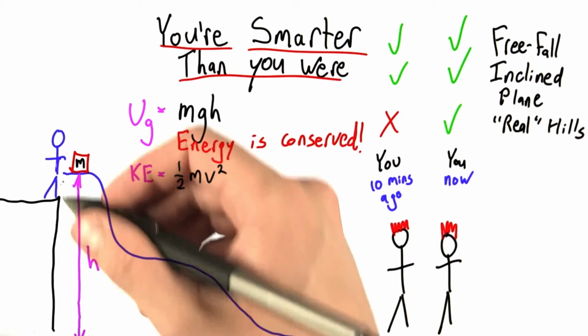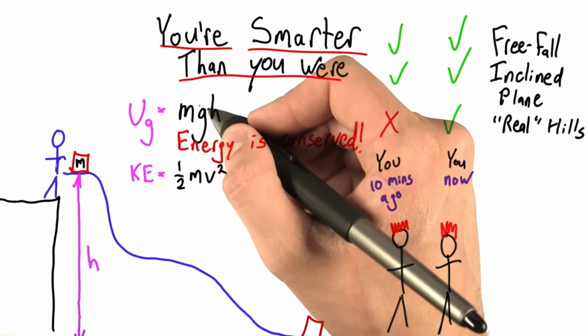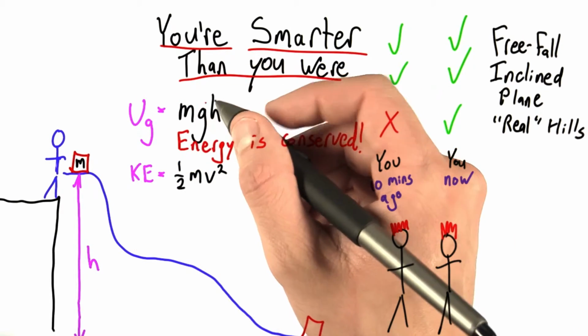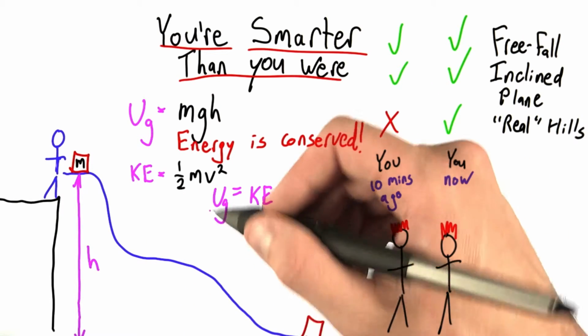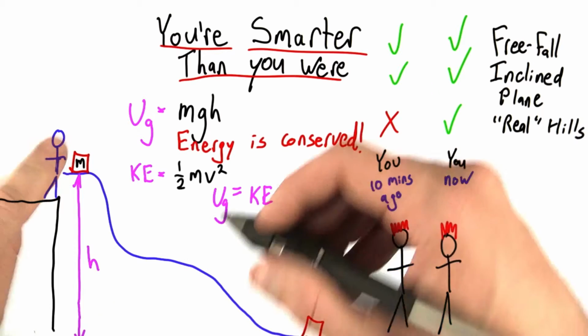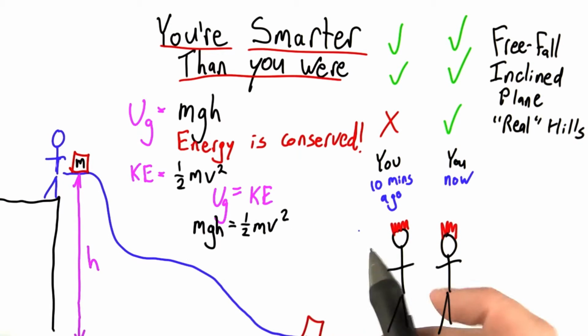And in fact, at the very bottom of this hill, once the block has gotten all the way down here, h is 0, so all of the potential energy is gone and converted into kinetic energy. We can say that mathematically by saying that the potential energy the block had up here is equal to the kinetic energy it has down here. Or mgh equals 1/2 mv squared.